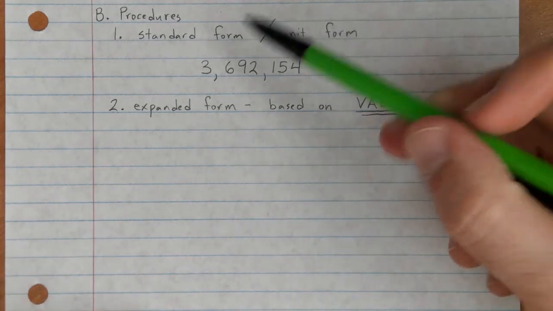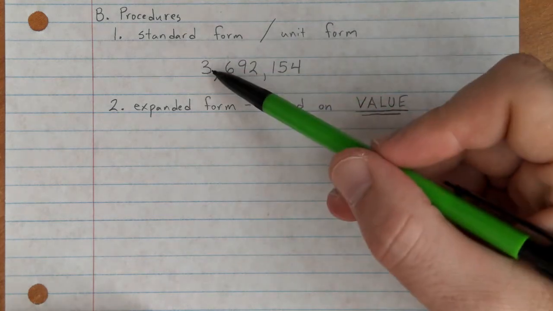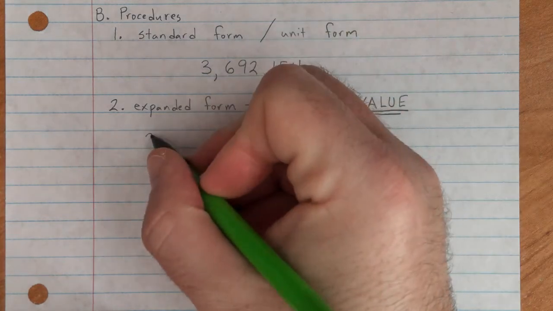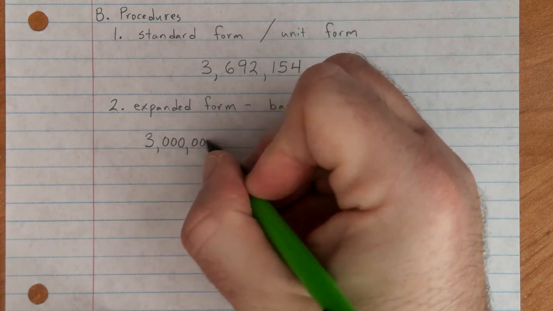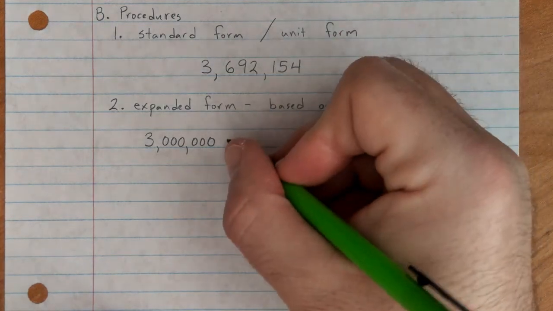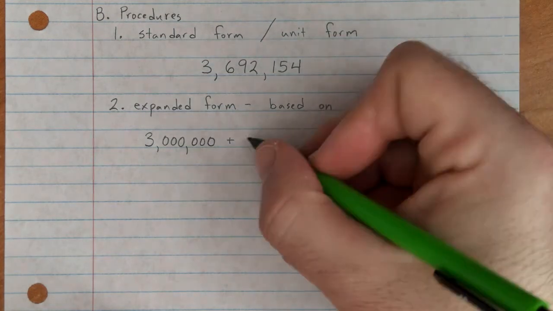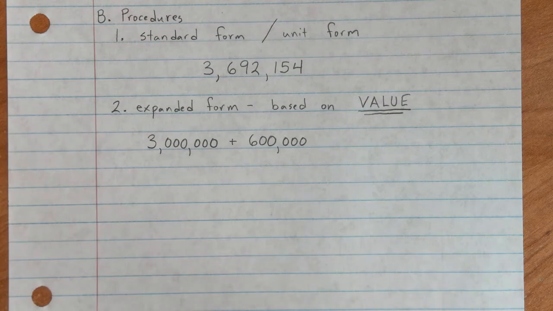So, for example, this 3 is not really a 3. It doesn't represent just a simple, boring 3. What it represents is 3 million. 3 million. This 6 is not a 6. It is 600,000s. It's in the 100,000 column. So there's 6 of them, 600,000.